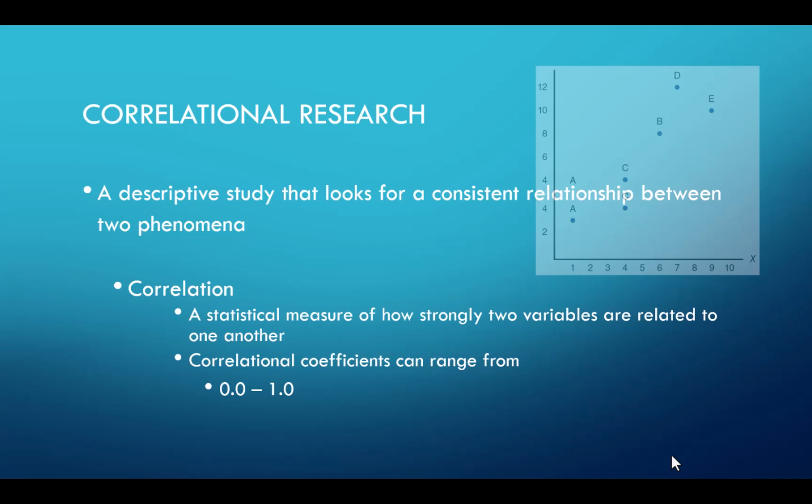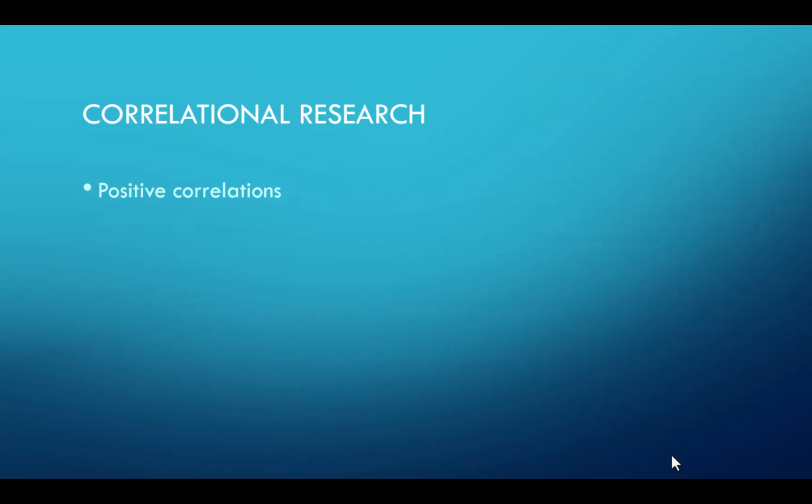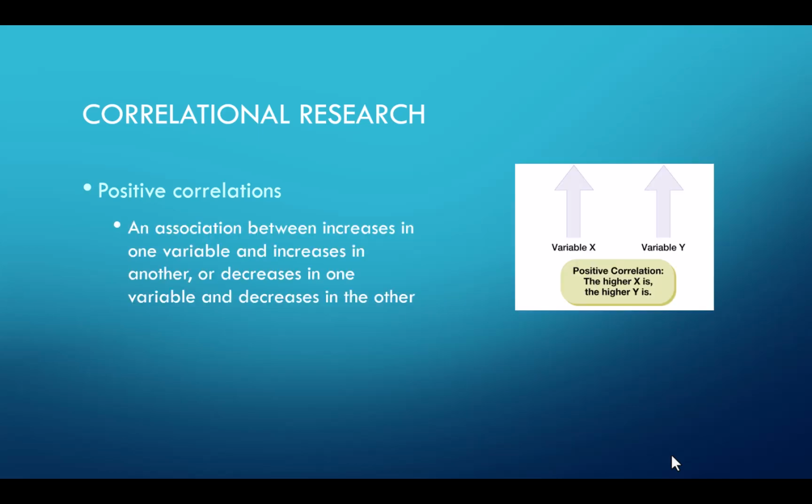In addition to the strength of the relationship, which is this 0 to 1 number, that statistical measure also can be negative or positive, which we'll discuss more on the next slide. So positive correlations means that there is an association between an increase in one variable and an increase in the other variable, or a decrease in one variable and a decrease in the other. So basically the variables go in the same direction.